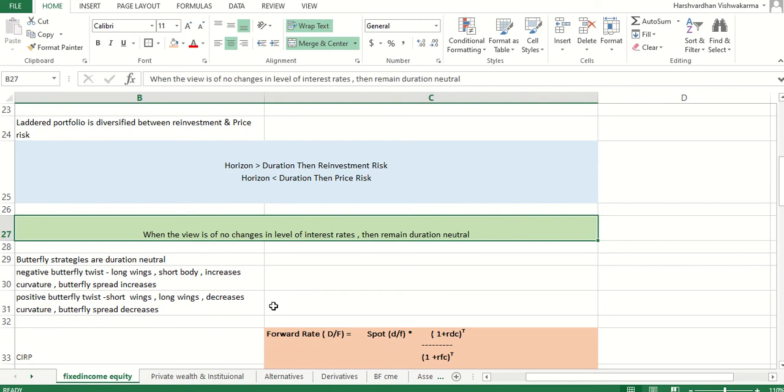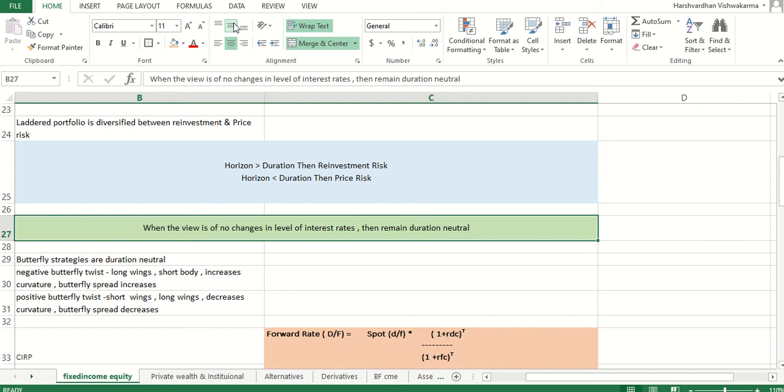But what if a portfolio manager has a view that there's going to be no change in the interest levels, right? He says, "I am not able to gauge whether it's going to go up or down, but in my view, in the short term to the medium term, it's going to be the same." So in that sense, just to be hedged on both sides, the portfolio manager will try to become duration neutral. Now, how do they become duration neutral?